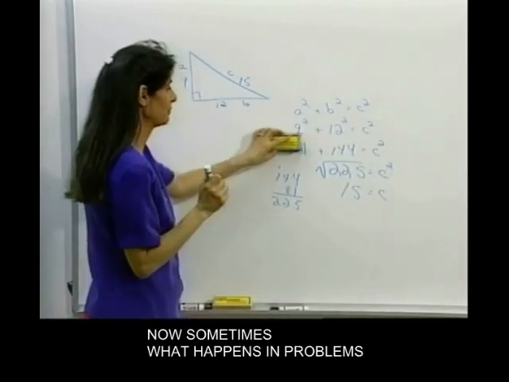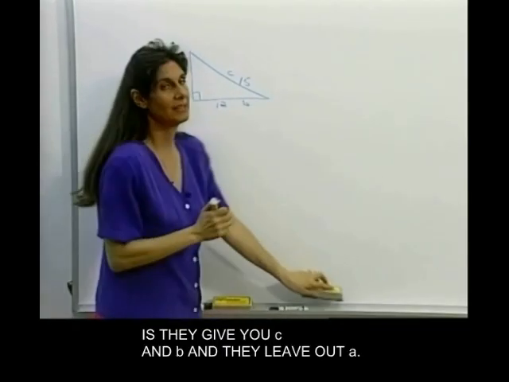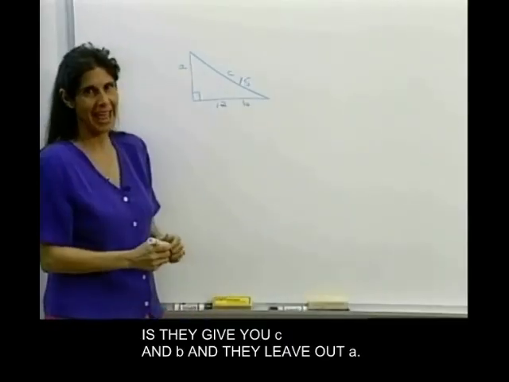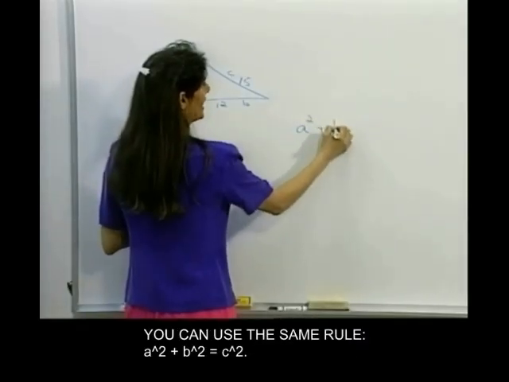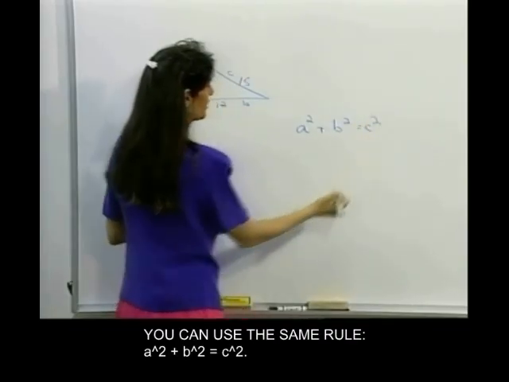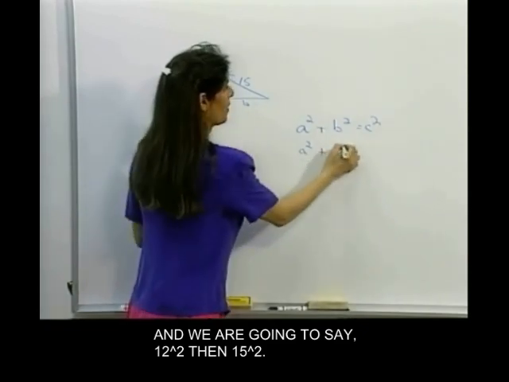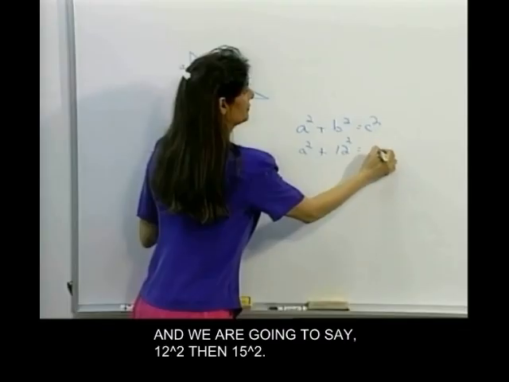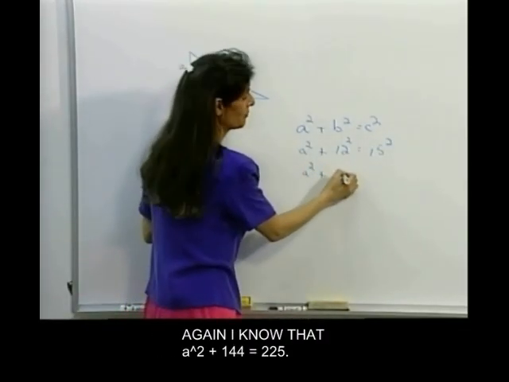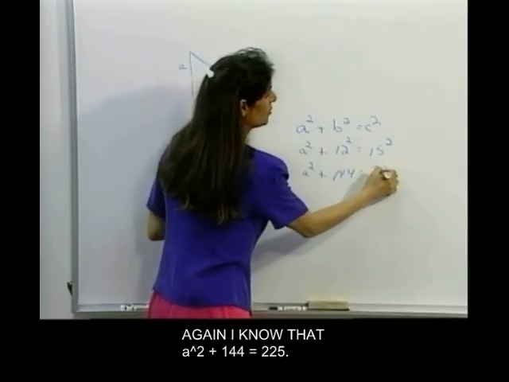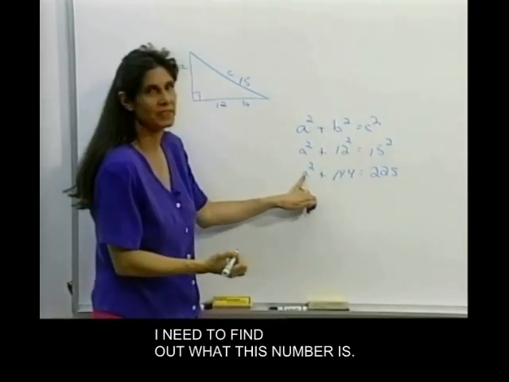Now, sometimes what happens in problems is they give you c and b and they leave out a. And I want to show you how you can do that. You can use the same rule, a squared plus b squared equals c squared. And this time we're going to leave out a, and we're going to say 12 squared and 15 squared. Again, I know that a squared plus 144 equals 225. Now, I'm not interested in finding c squared.